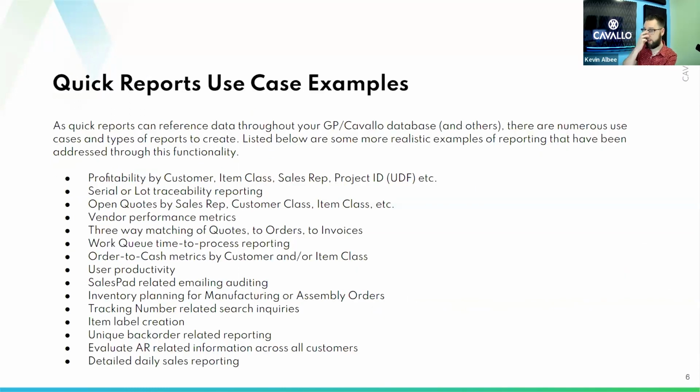I'm not going to get into all of these, but here I just have a few examples of use cases that I've run into with quick reports. More commonly, I have a lot of quick reports I've created that are related around profitability. So totals and sales, sometimes that'll be grouped by things like customer, maybe item class, sales rep, project ID. So you can see I've got UDF reference there.